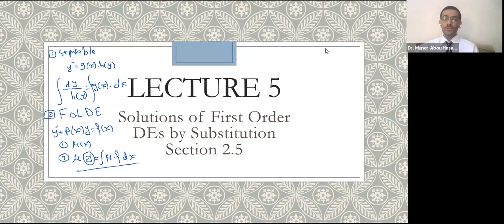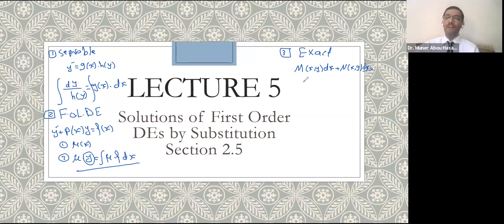Then we moved to the third kind, which is the exact differential equation. And I remember the form of the exact equation, it is the following: the function M(x,y) times dx, plus the function N(x,y) times dy equals 0. So this is the form for the exact differential equation.